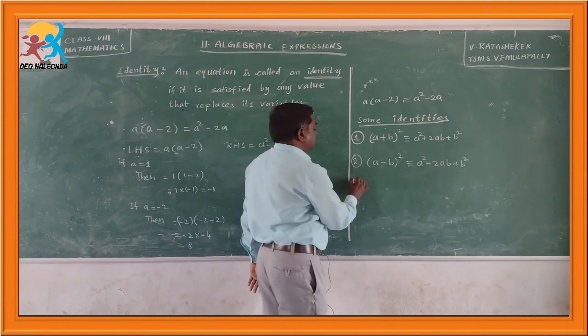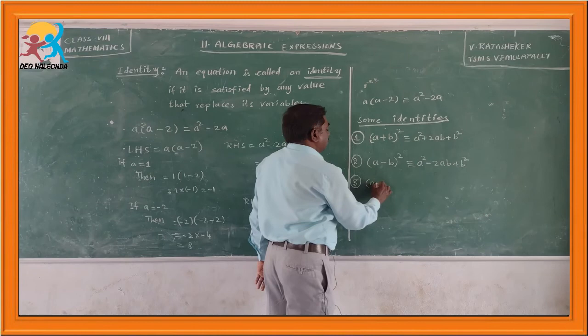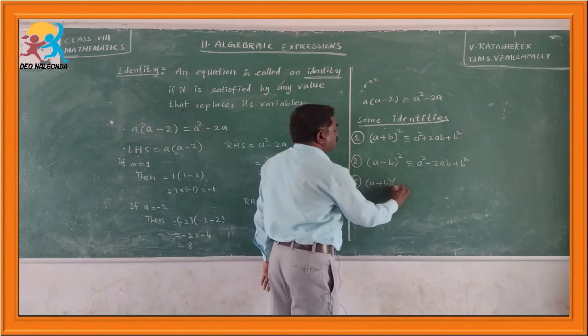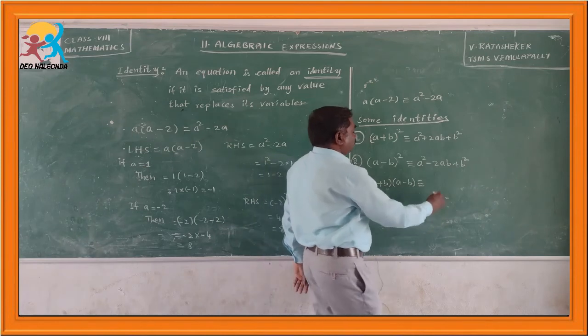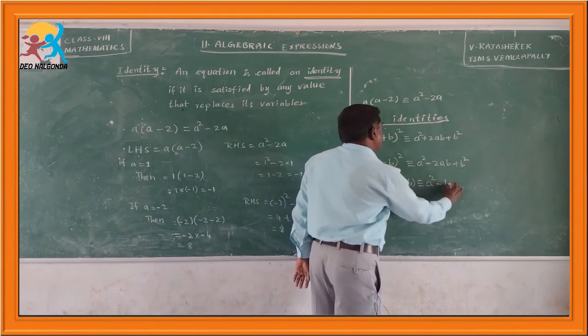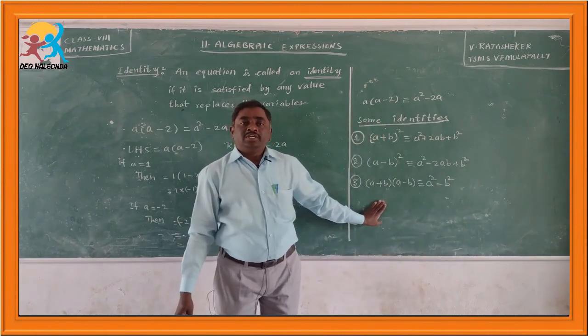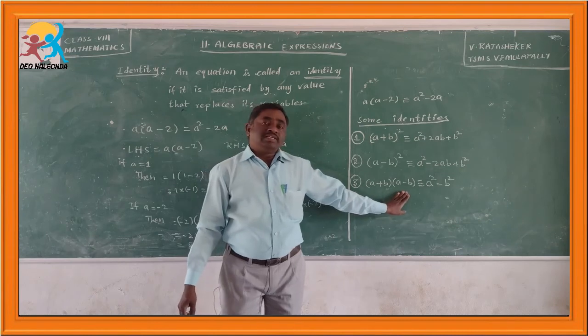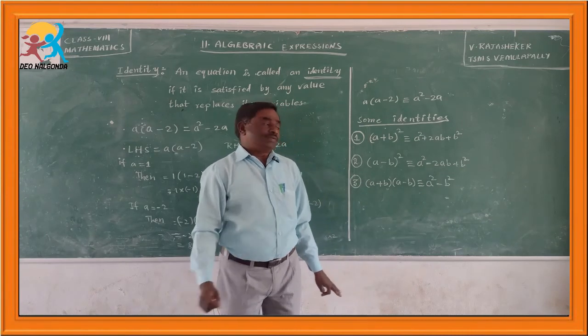Like that, the third identity is a plus b into a minus b is identically equal to a square minus b square.